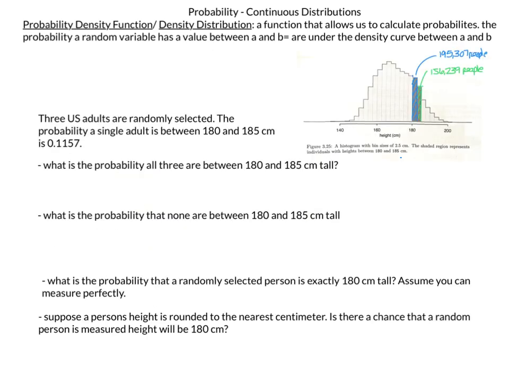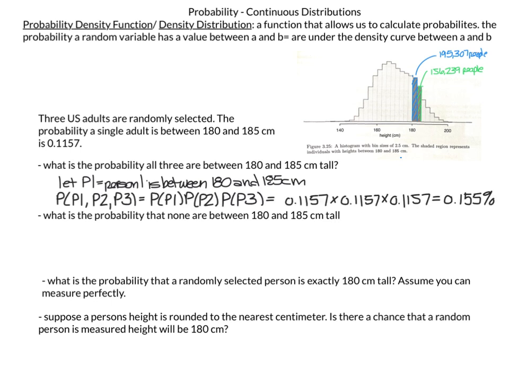We have this one last question. We have 3 U.S. adults randomly selected. The probability an individual adult selected is between 180 and 185 centimeters is 0.1157, in other words, approximately 11.57%. So what is the probability that all 3 randomly selected adults are between 180 and 185 centimeters tall? We are going to let P1 equal person 1 is between 180 and 185 centimeters tall. So P1 complement means they're not between 180 and 185. And then P2 is person 2 is between 180 and 185.